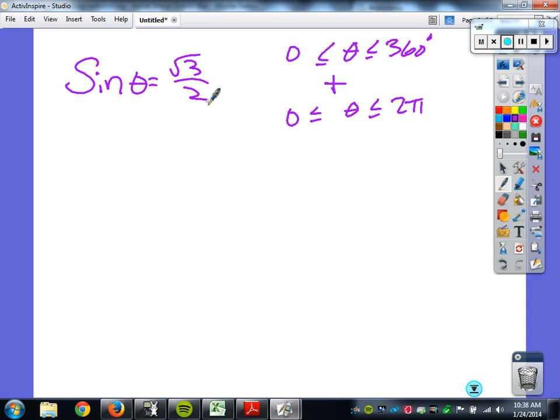So the first thing I want you to say to yourself is, look at that, sine is positive. Where should my angles come from? Because sine is positive, quadrant 1 and 2. I should have an angle out of quadrant 1 and quadrant 2. Does everybody understand that? Because there's 2 places that sine is root 3 over 2, isn't it? Does that make sense? 1 in quadrant 1, 1 in quadrant 2.